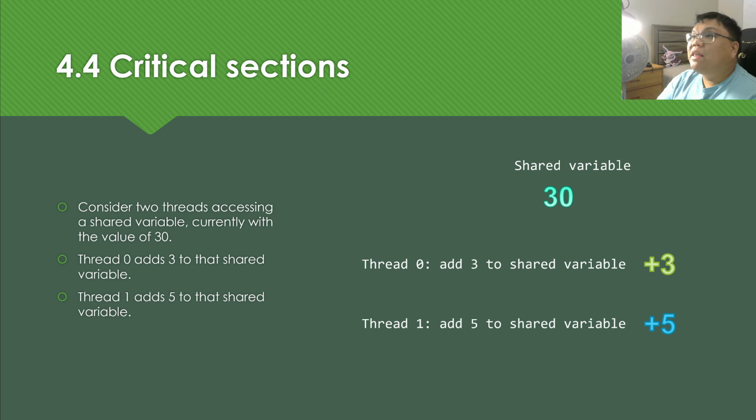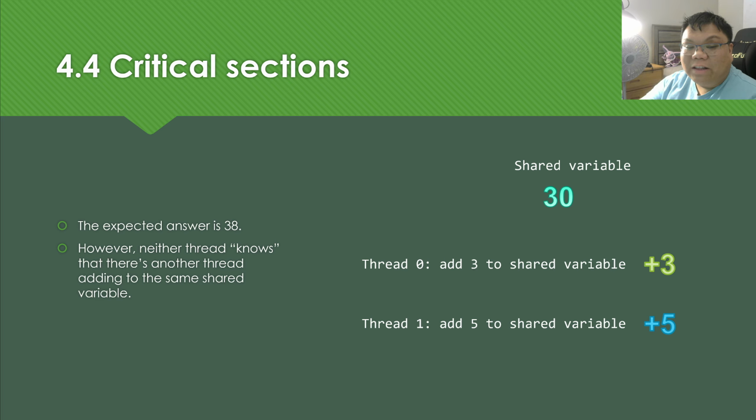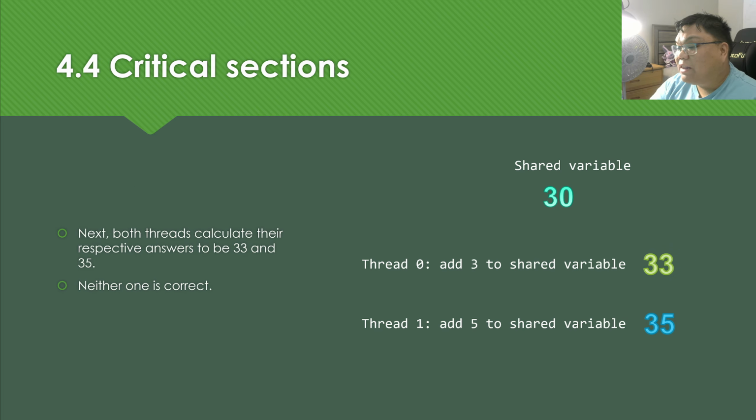What's happening is we have a shared variable that's being accessed by more than 1 thread. Let's say thread 0 is trying to access the shared variable, but so is thread 1. Both are trying to add 3 and 5 to the shared variable, and the expected answer is 38. That's not what we get. Neither thread knows that there's another thread adding to the same variable, so both threads access the shared variable at the same time. They each calculate 33 and 35.